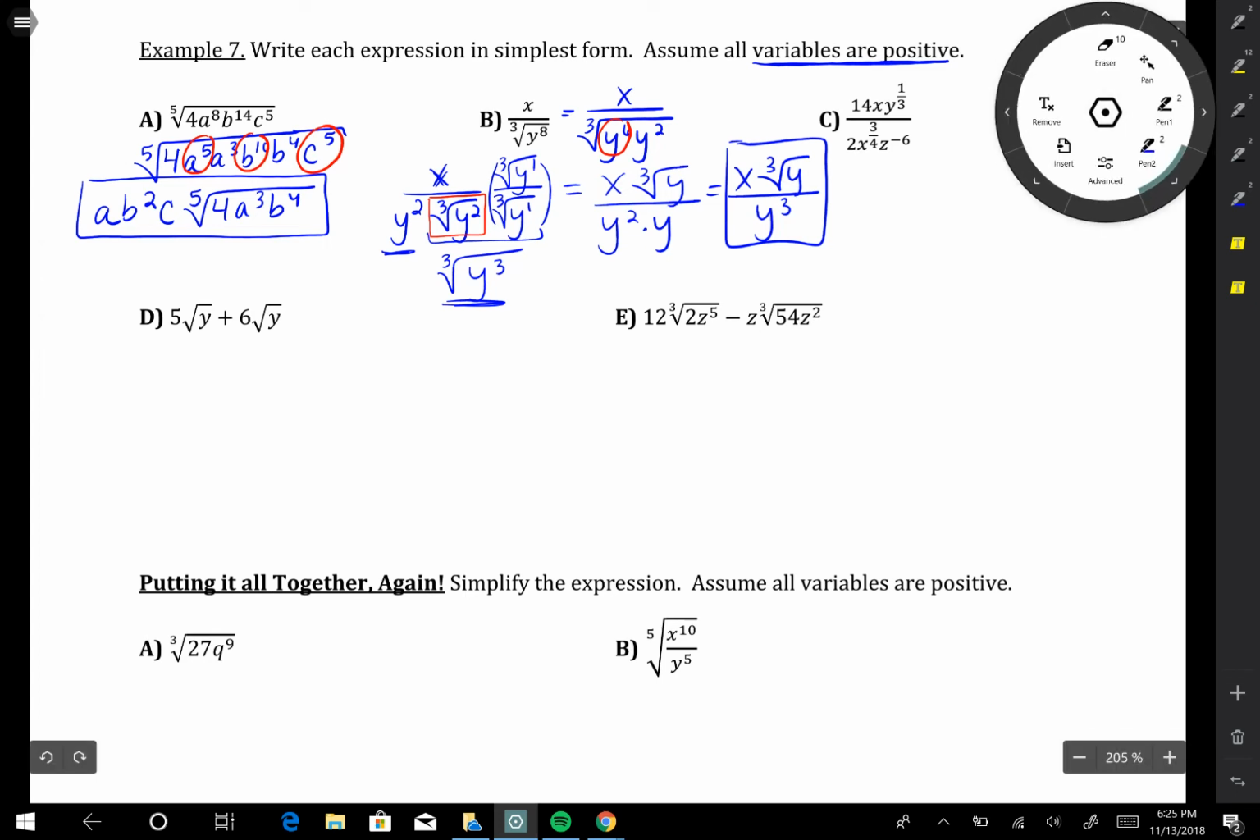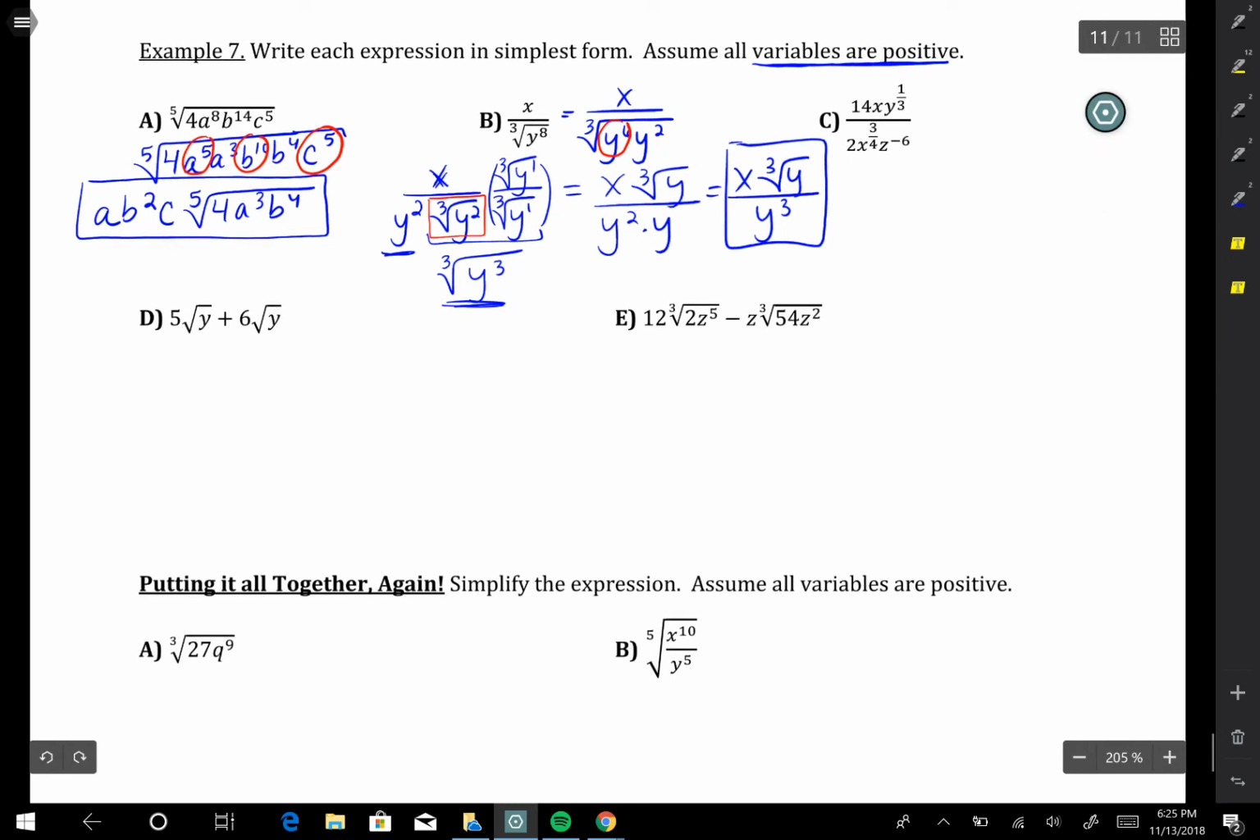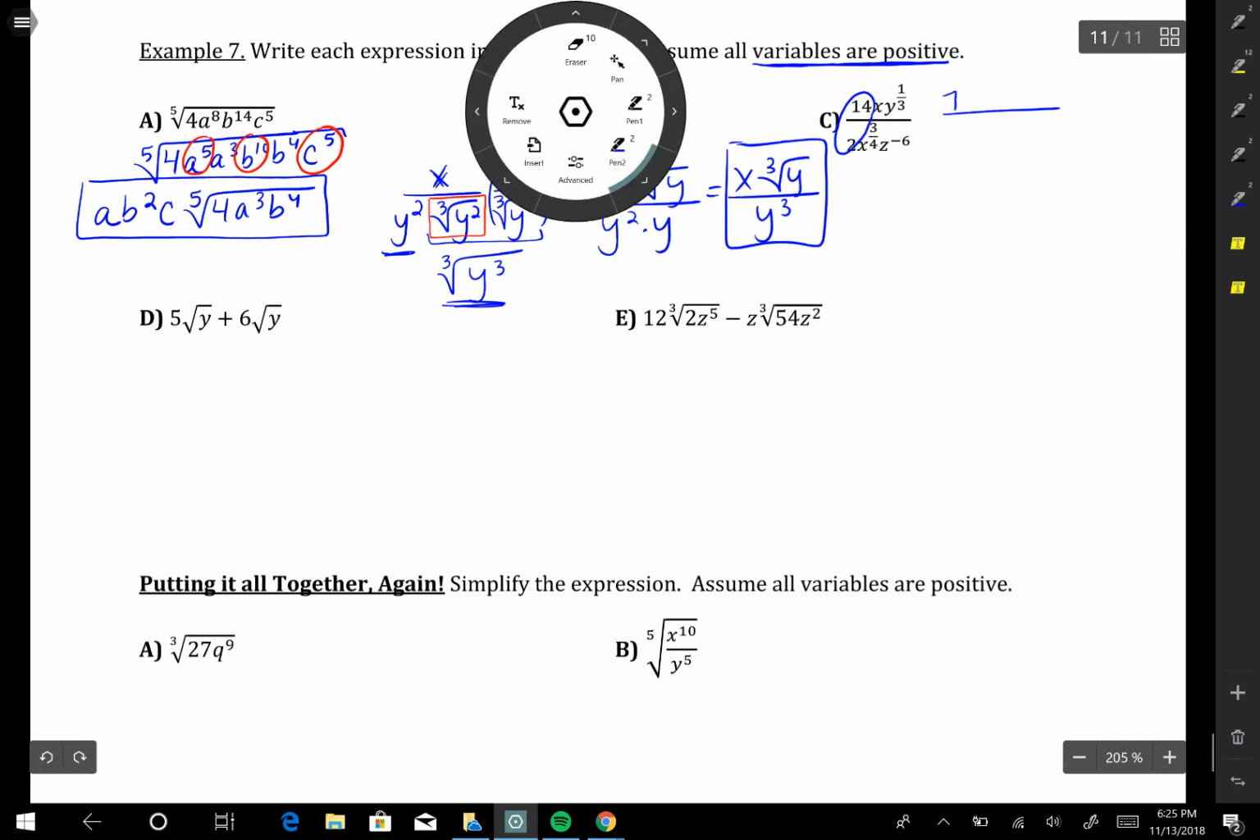Okay, letter C. Now I have some rational exponents and some coefficients. First, let's look at the numbers. 14 over 2, I can reduce that to 7. So I'm going to write 7 in the numerator. Then I have x to the first over x to the 3/4. Remember, when we are subtracting fractions, we need a common denominator. Well, that would be 4/4, right? That would be 1, and then I have to subtract 3/4. If I take 4/4 minus 3/4, I get 1/4. That's a positive 1/4, so that x to the 1/4 is going to be in the top.